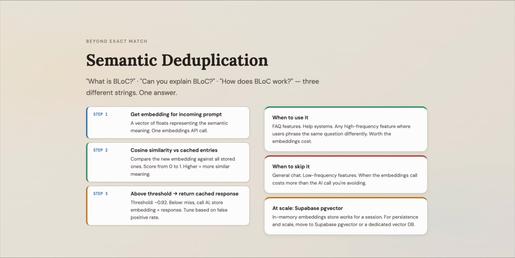They all want the same answer. Semantic deduplication solves this. The idea is when a prompt comes in, generate an embedding, or a vector representation of its meaning. Check if any existing cached entry has a similar enough embedding. If the cosine similarity is above a threshold, return that cached response.